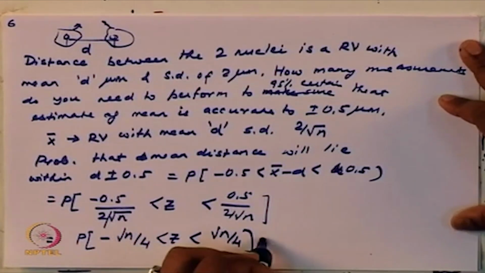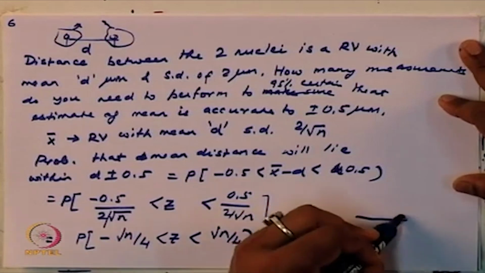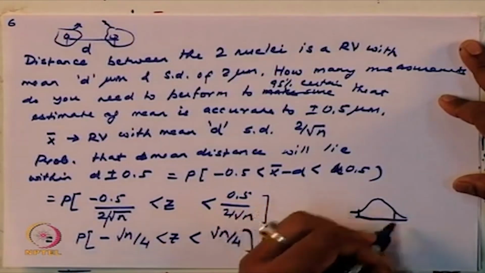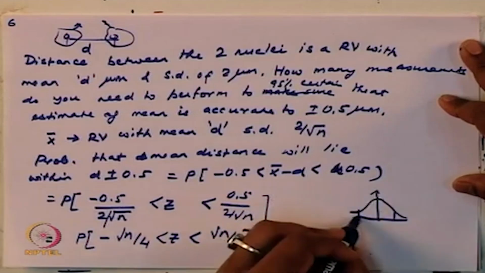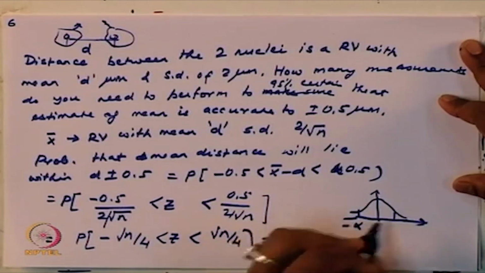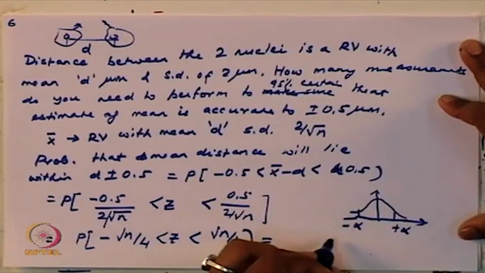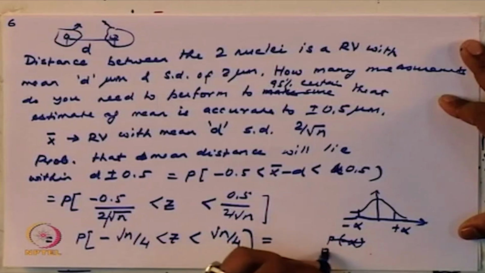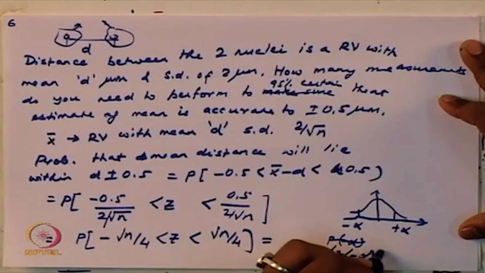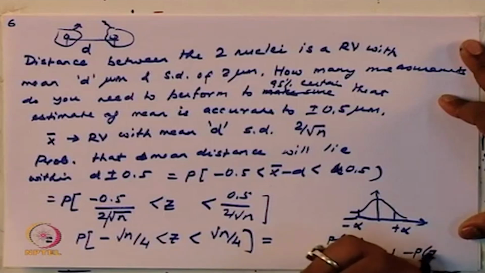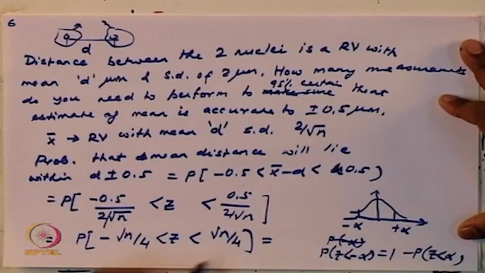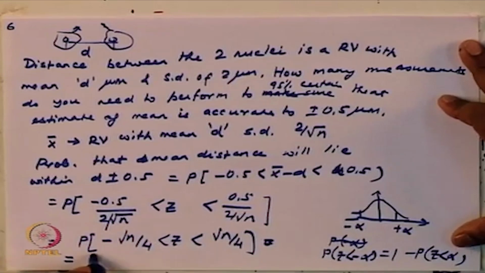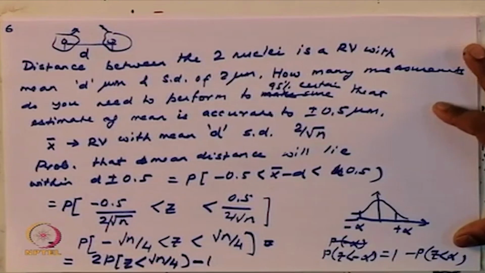So, you can convert this. If you have a standard normal distribution, and this is minus alpha and this is plus alpha, then the probability of z less than minus alpha is 1 minus the probability of z less than alpha. Invoking this, I can write this as 2 times the probability of z less than root n by 4, minus 1.